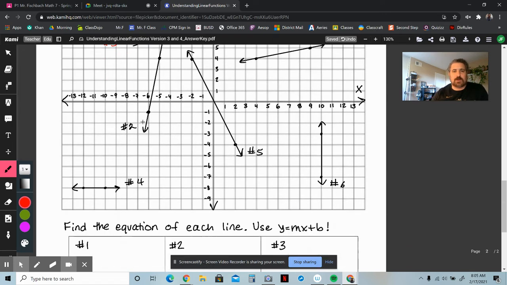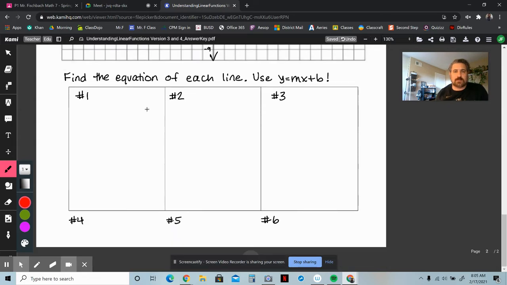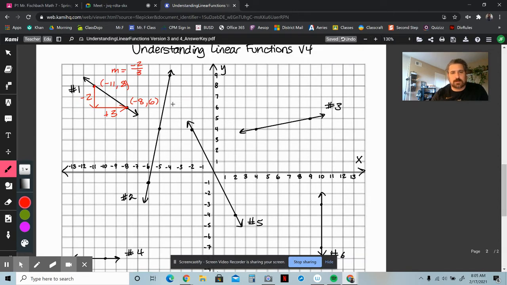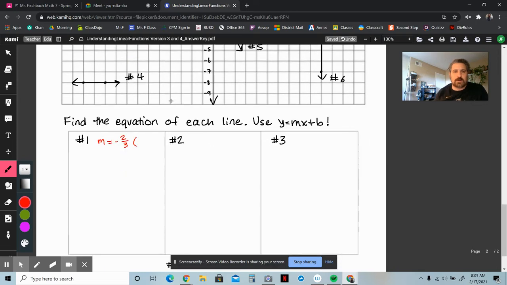So then we go down to our box. We know that it is a slope of -2/3, so I'm going to just write m equals -2/3. And I'm going to pick one of the points to use here. So let's just pick the -11, 8 point. So here we have -11, 8. That is our x and our y. So we have an x, a y, and an m. The only thing we're missing is a b.